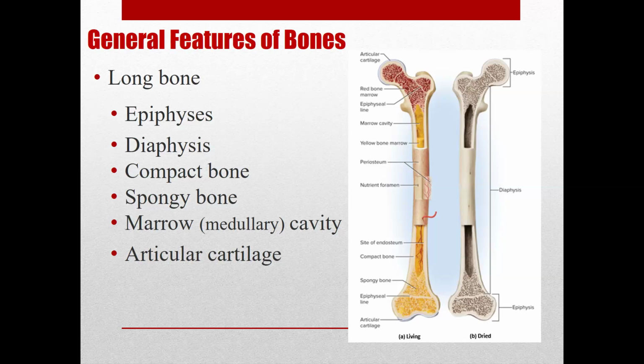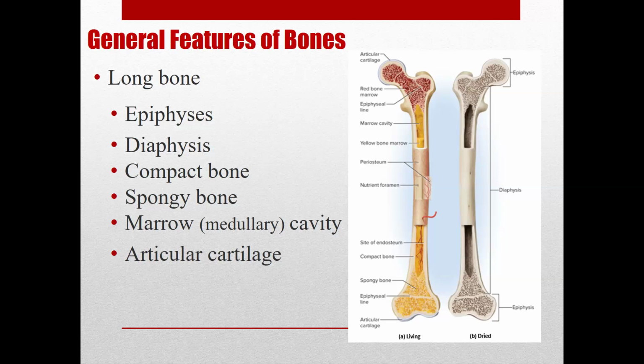Again, periosteum is on the outside. Endosteum is going to be on the inside lining of that cavity. And it's the yellow bone marrow that sits in that cavity. The cavity is called the marrow or medullary cavity. So yeah, lots to look at here.